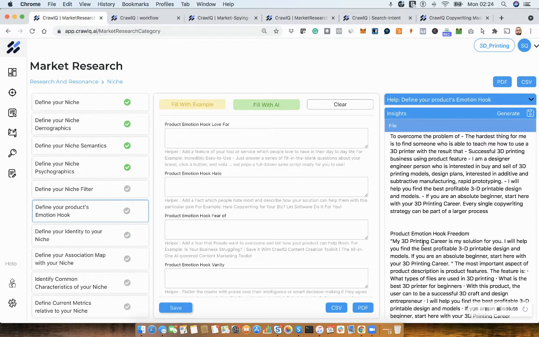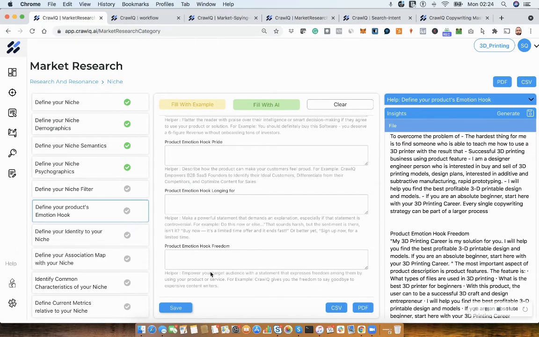Now, emotional hook, freedom. My 3D printing career is my solution for you. I will help you to find the best profitable 3D printable design and models. Here you can see the example: freedom from other tools. For example, empower your target audience with a statement that expresses freedom by using your product or service. Here, CrawlQ gives you the freedom to say goodbye to the expensive copywriters, right?